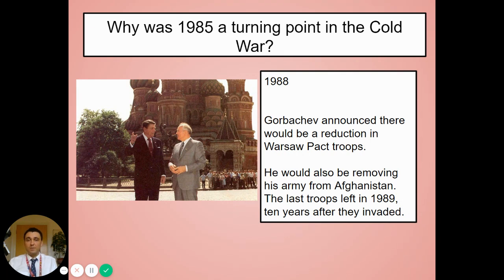Gorbachev also said he would be taking his army out of Afghanistan. They had been there now for almost 10 years. The last troops left in 1989. They're no closer to winning. They're not beating the Mujahideen. Again, this reduces tension and this saves Gorbachev money.